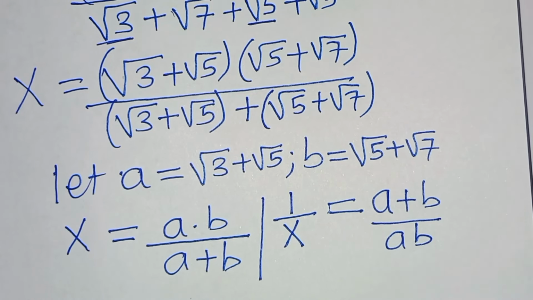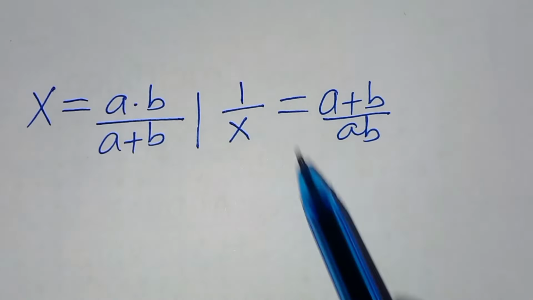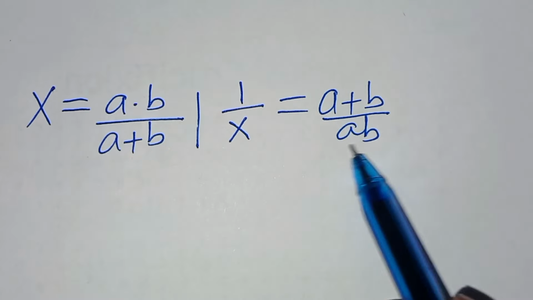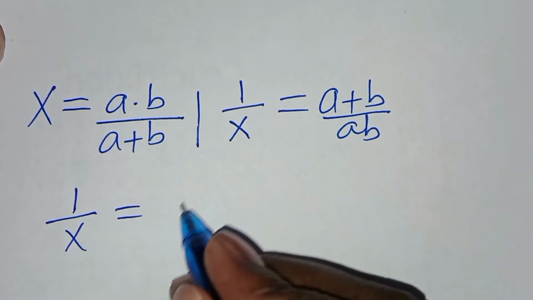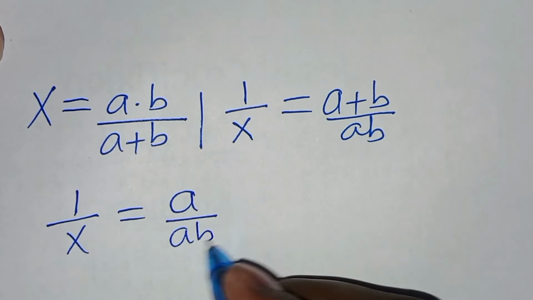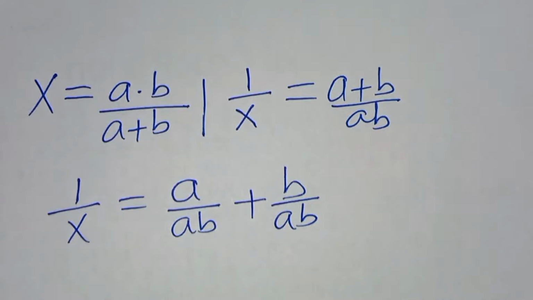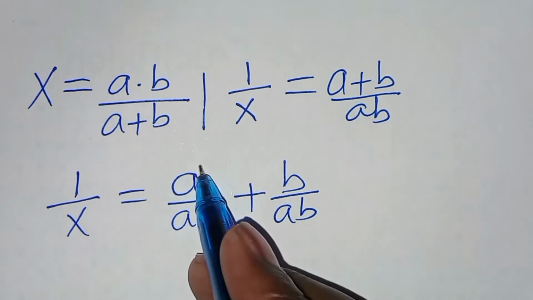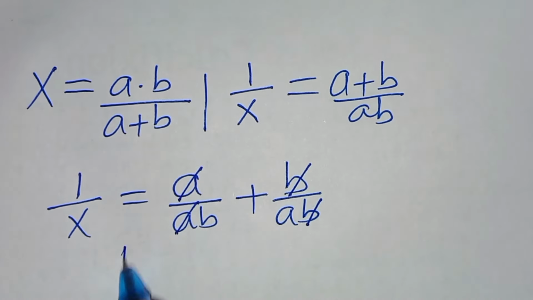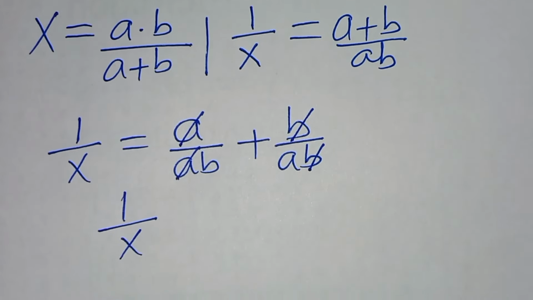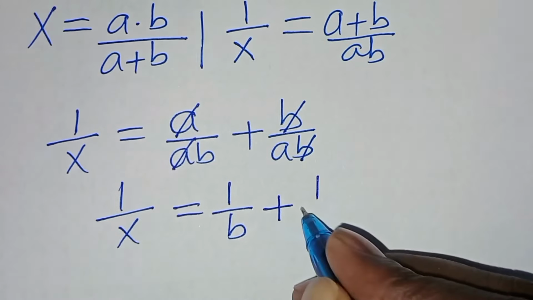So let's proceed. Now, given that 1 over x is equal to a plus b over ab, we can express 1 over x as a over ab plus b over a times b. So let's simplify here. a is common here, so we simplify, and b is common here. So this implies that 1 over x is equal to 1 over b plus 1 over a.